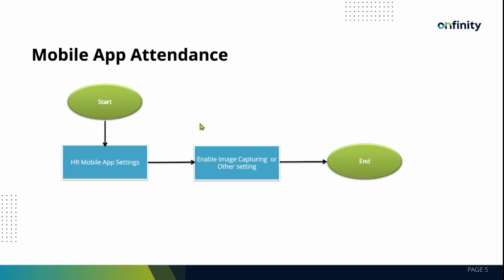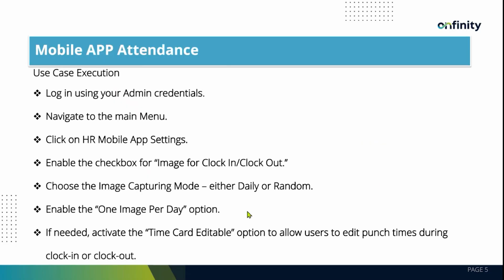This outlines the process we will follow to configure the mobile application for attendance. First, we will adjust the mobile application settings and enable image capturing or other relevant settings. We will now proceed with the execution of the use case. To begin, you will log in using your admin credentials. Next, navigate to the main menu. From there, click on HR Mobile Application Settings.